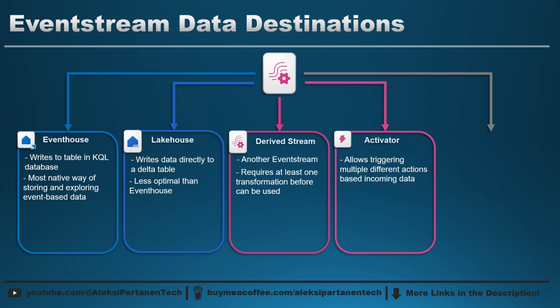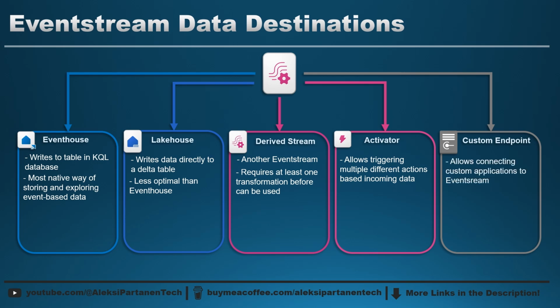Then lastly, like with our sources, we can use custom endpoint as a destination and stream data to some custom application using one of the supported protocols that are Event Hub, AMQP and Kafka. And now we have covered the basic components of event stream, and we are ready to go to Fabric and talk more about event streams there and try it in action.